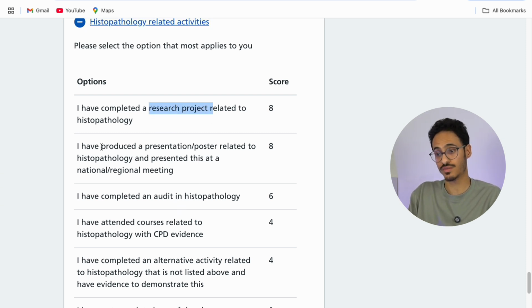Otherwise, if you have done a poster related to histopathology, or you've completed an audit, which is what I did, that scored me 6 points. So I used that as evidence. Completing an audit in histopathology is very easy.